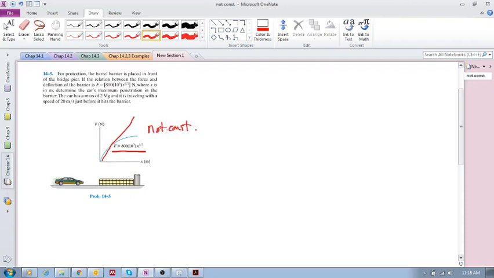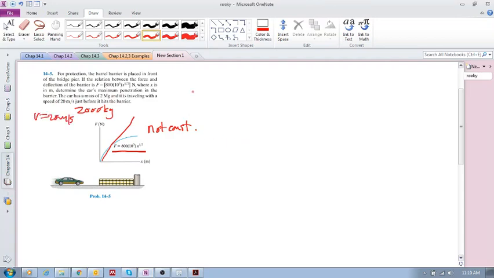So this car is driving and then it rams into this barrel barrier, and this barrel barrier applies this force to the car to slow it down. All right, so determine the car's maximum penetration into the barrier. The car has a mass of 2,000 kilograms and is traveling with a speed of 20 meters per second.